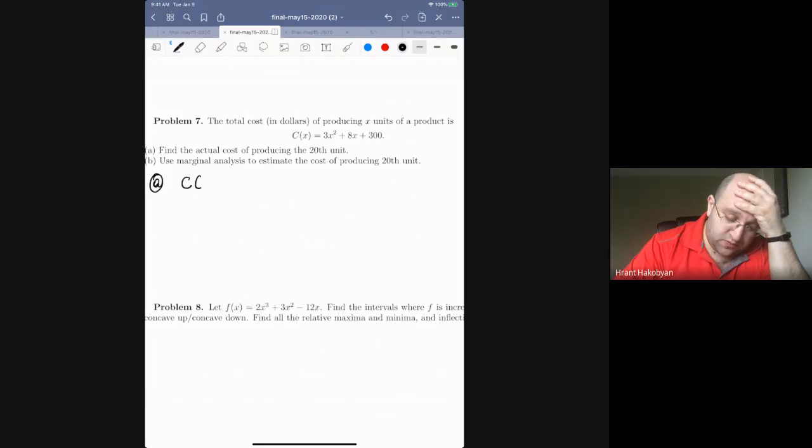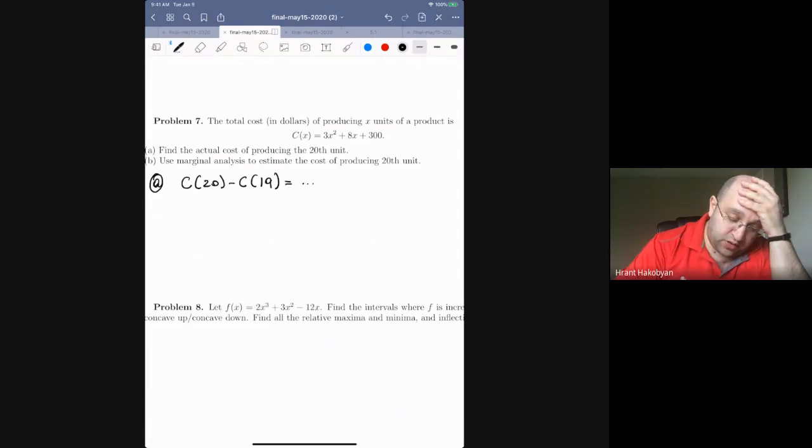So it's the cost of the 21st and 20th, or no, 20th and 19th, right? So that will give you, and then you do the calculation. I'm not going to do that. And so that will give you a number. So that will be the cost of producing the 20th unit.